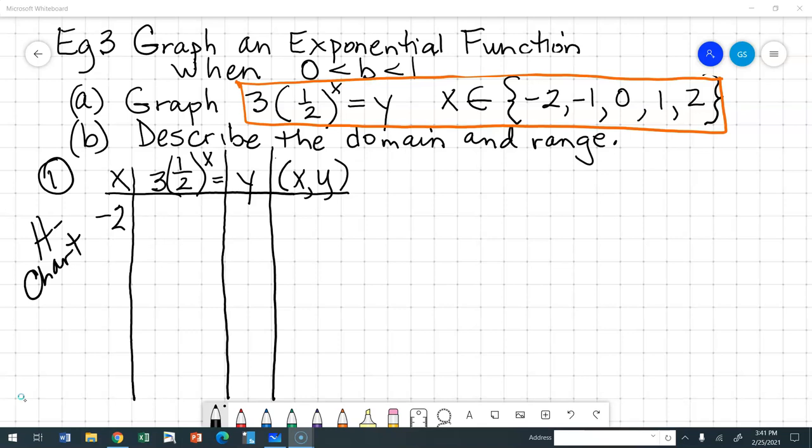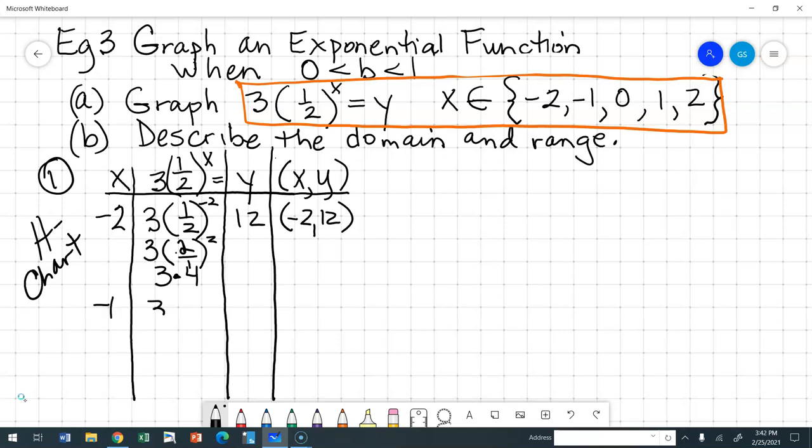That is called set notation. Let's go ahead and substitute in negative 2. So I have 3 times 1/2 to the negative second. A negative exponent means reciprocal. So I have 3 times 2 over 1 to the second power. 3 times 4, which is 12. My ordered pair is negative 2, 12.